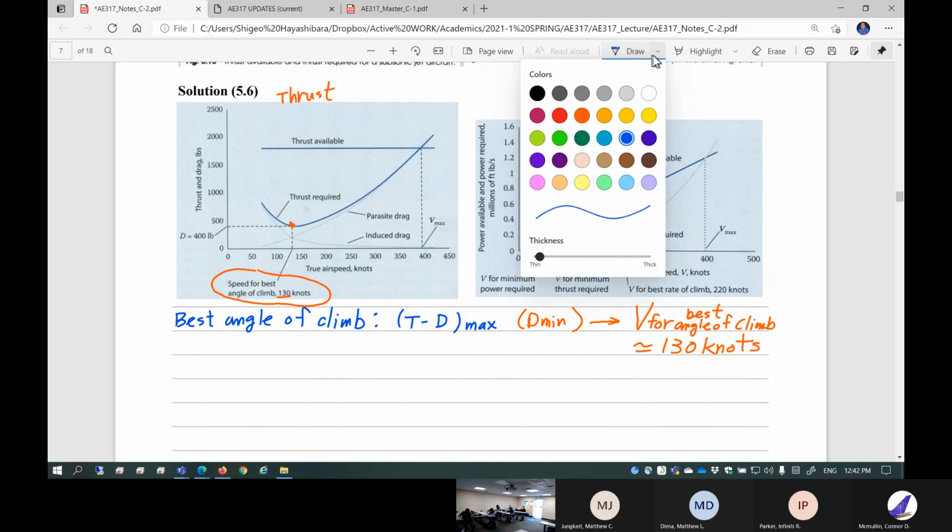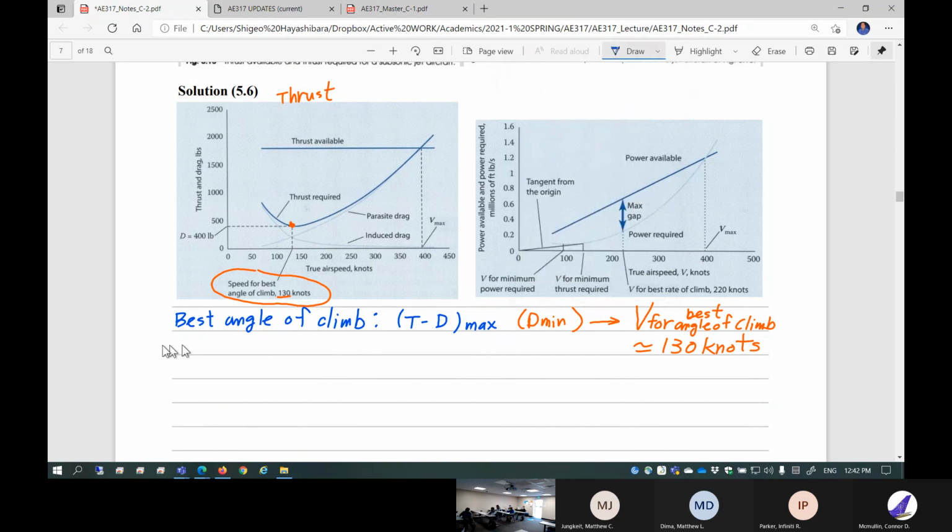Let's finish up your computation. So this is going to give you sine gamma, which is flight path angle, equal to T minus D over W. T minus D maximum value is given. So from here, the maximum flight path angle gamma is equal to inverse sine of T minus D over W.